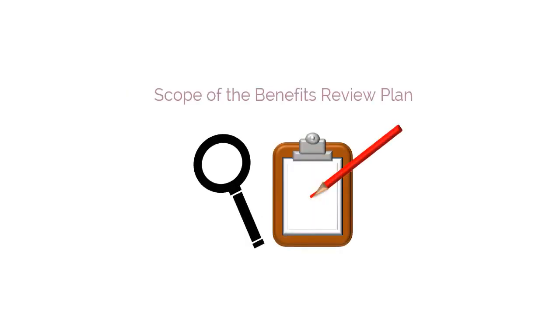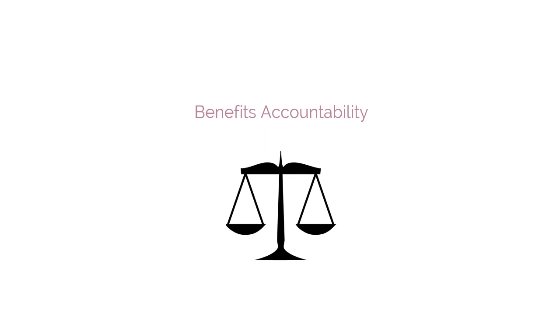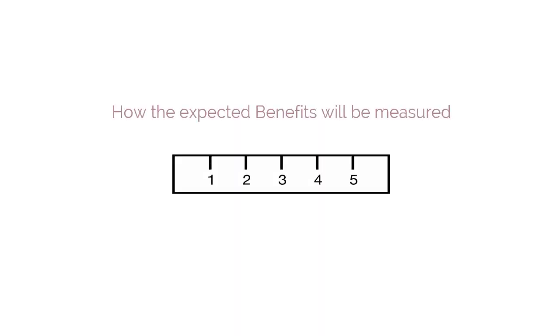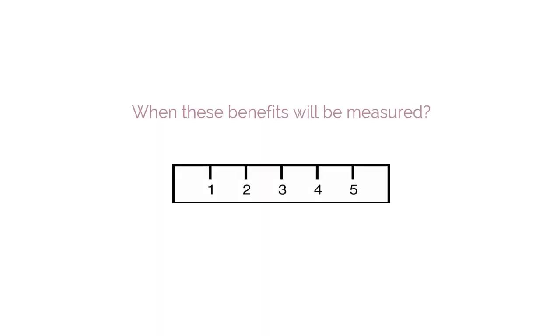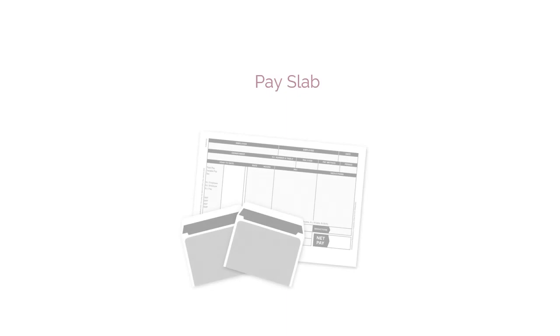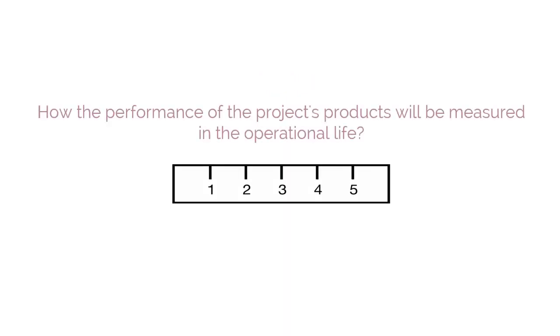The first heading is Scope of the Benefits Review Plan. The second heading is Benefits Accountability. Third heading is How the expected benefits will be measured. The fourth heading is When these benefits will be measured. The fifth heading is PACE Lab. And the last heading is How the performance of the project's products will be measured in the operational life.